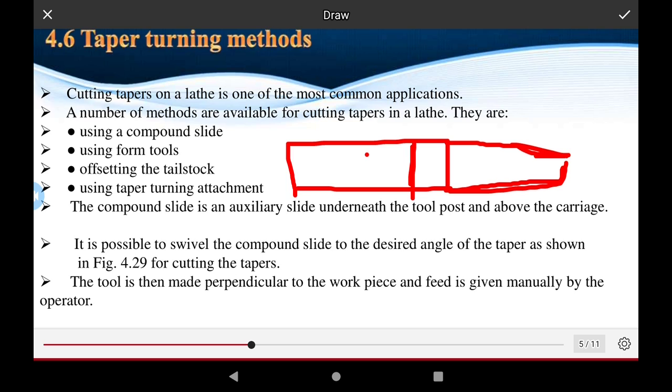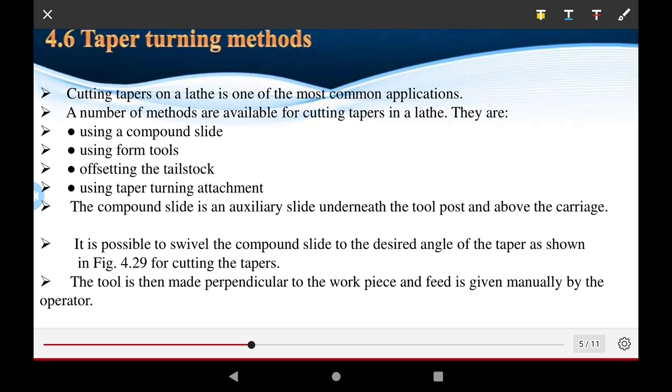This is the capital D, and this is the small d. The change of diameter along the length of the workpiece is the taper operation. Cutting a taper on a lathe is one of the most common applications.